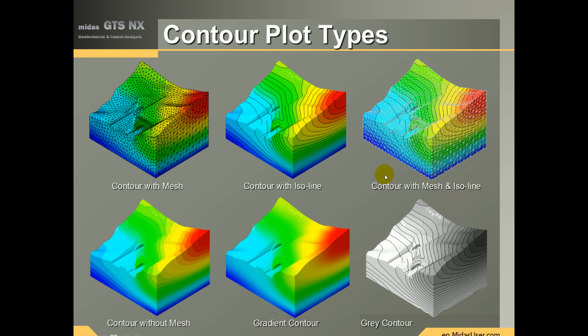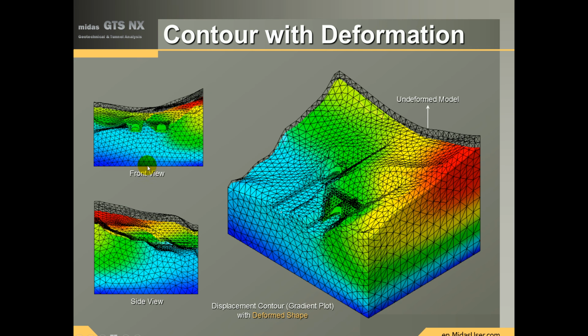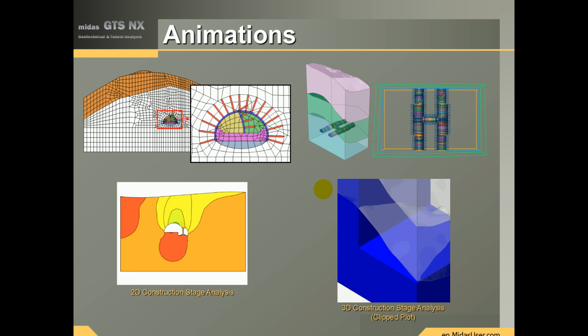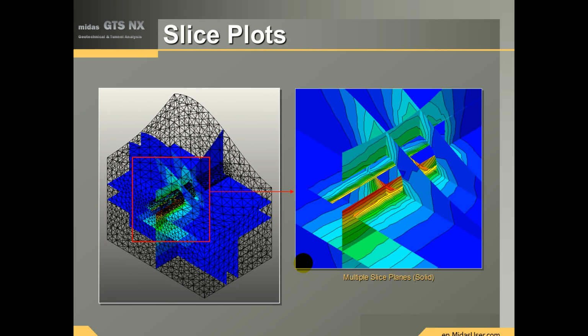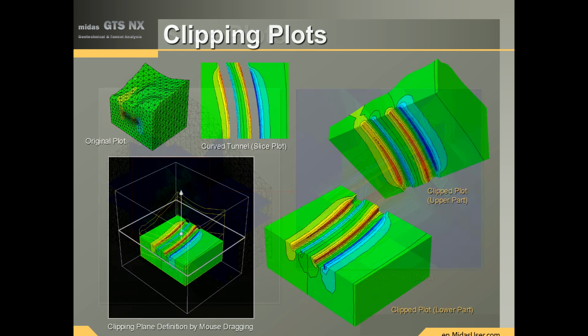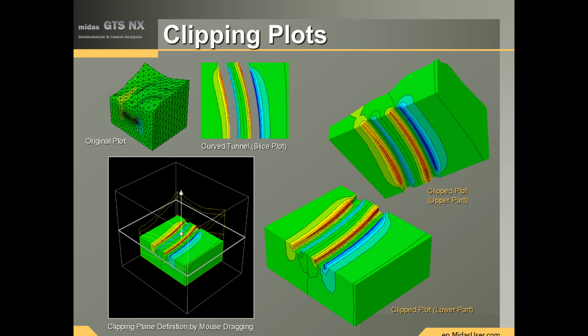So just contours with mesh, contours with ISO lines, and you can visualize it on a mesh basis and manipulate it. We can look at the real deformation of the soil as well, so you can look at the wireframe and then how much is deformed over a period of time. Now we can animate, so here you see the construction sequence being carried out for a sequential tunnel excavation. We can do slices through the ground at a multitude of different angles. We do the clipping plots, so we can look at the curved as well.